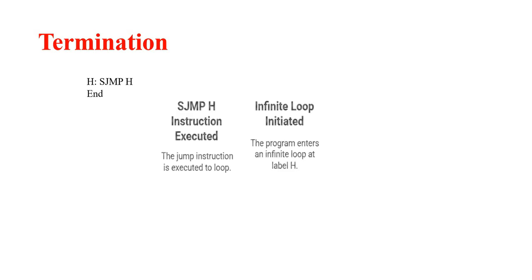And at last we have the termination of the program, that is, an infinite loop using this instruction, that is H colon SJMP H. So here the program enters an infinite loop at label H, and then we terminate the program by using the END directive.